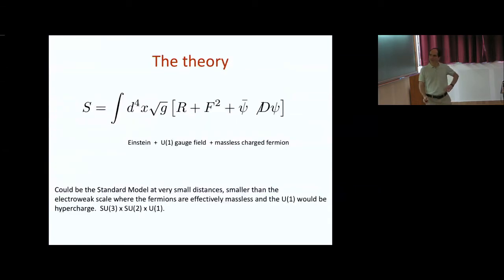So the theory we're going to consider is the following. We'll take a four-dimensional Einstein theory plus a U(1) gauge field plus a massless fermion that is charged under this U(1) gauge field. Okay, so those are the necessary, or sufficient, let's say, elements. This action could be described in the standard model at very short distances, where we can neglect the mass of the fermions, and this U(1) gauge field could be the U(1) of the standard model. But we don't have to do the standard model. Just consider this theory. For simplicity, we can consider a Dirac fermion.